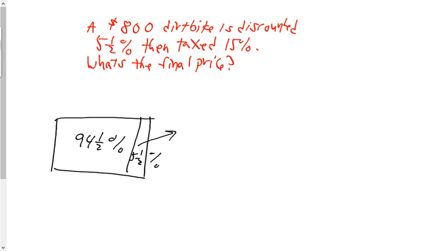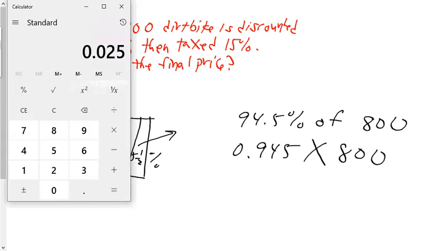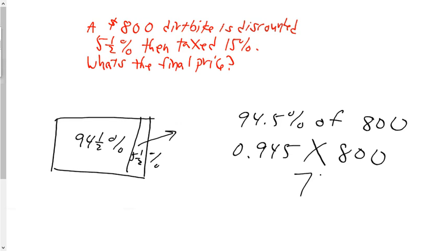So 94.5% of the dirt bike is really what you're paying for, or 0.945 of the dirt bike's cost. So to work that out, 94.5% of the $800 dirt bike is $756. Now that has to be taxed at a rate of 15%. So I could multiply it by 0.15 and then add it on to 756.